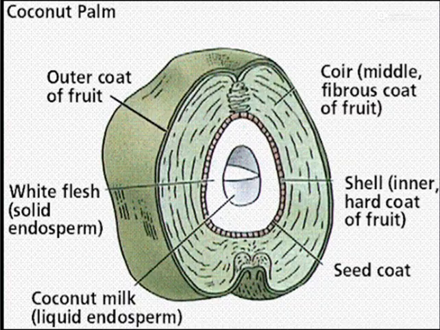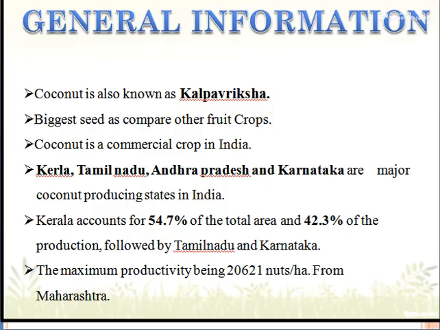Then general information about the coconut: it is also known as kalpavriksha. It is the biggest seed compared to the other fruit crops. In India, coconut is commercially cultivated. The major producing states in India are Kerala, Karnataka, Tamil Nadu, Andhra Pradesh. Kerala accounts for 54.7% of total area and 42.3% of production, followed by Tamil Nadu and Karnataka. The maximum productivity is 20,621 nuts per hectare from Maharashtra.